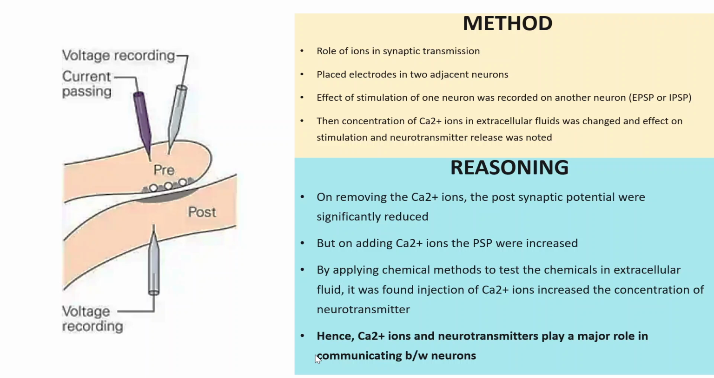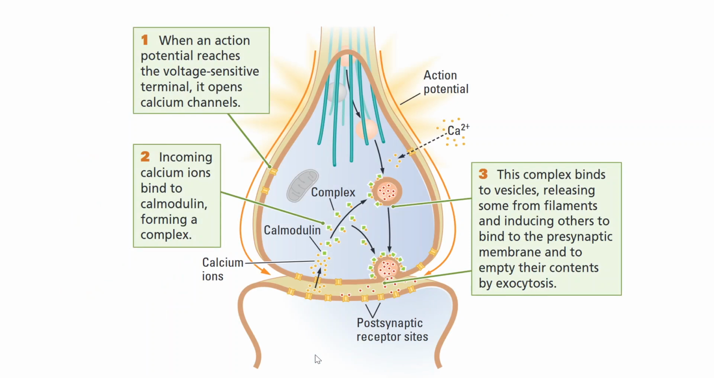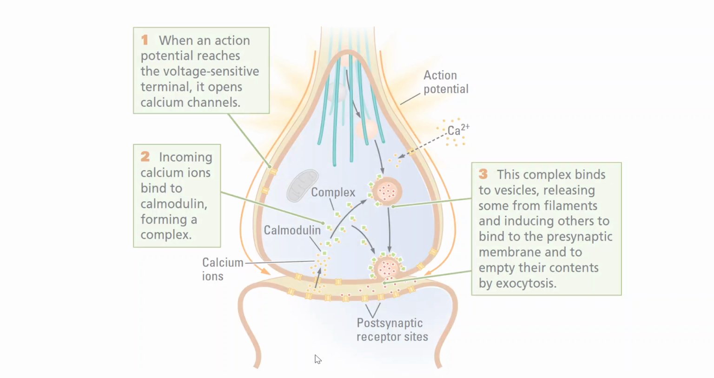Okay, so by applying chemical methods to test the concentration of calcium across the ion gates, they found out that calcium ions and other neurotransmitters play a major role in communication between two neurons across the synaptic gap. And this is how the process goes. Number one, the action potential causes the calcium ions to enter the cell. Those ions combine with the vesicles, or the bundles of neurotransmitters, and then they go down and attach themselves to the cell membrane, and then they are released.